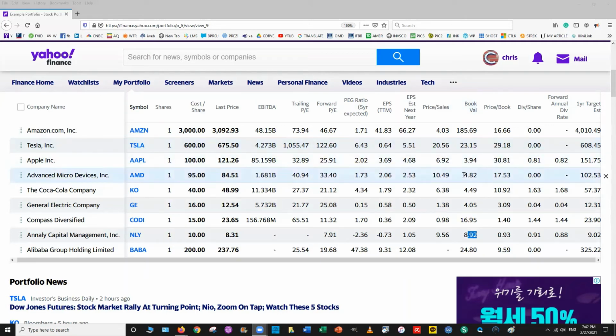So if Amazon went bankrupt and they sold off everything, they would still have $185. Now, the problem is the share price is $3,000. So obviously, if they went bankrupt, these share prices would drop down. But the book value just says, hey, they got some value.